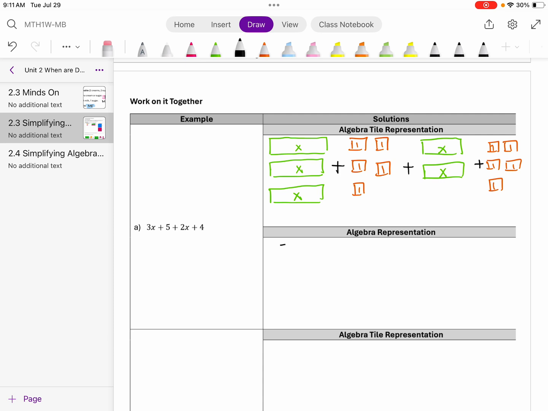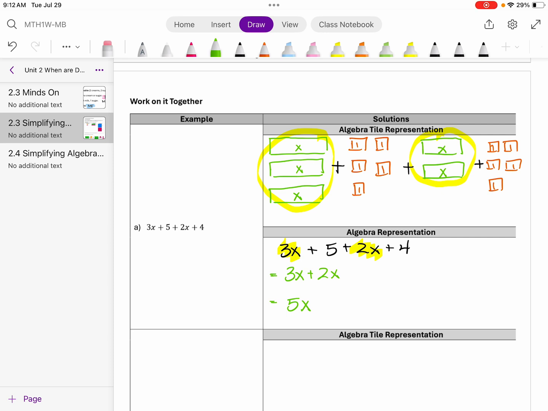So if I was to write down my 3x plus 5 plus 2x plus 4, I can see in my diagram that my x's are the same. So those are my like terms. So if I put those together, 3x plus 2x, that gives me a total of 5 x's.